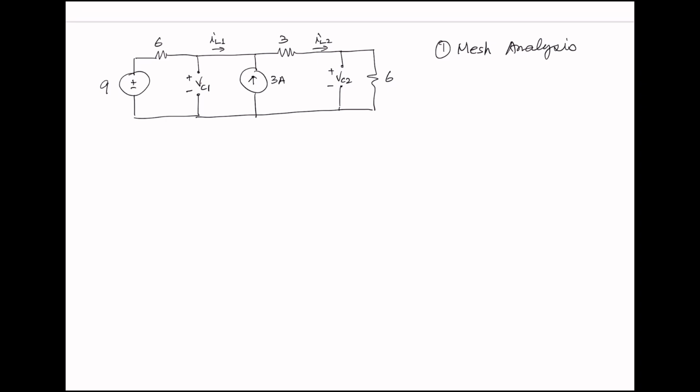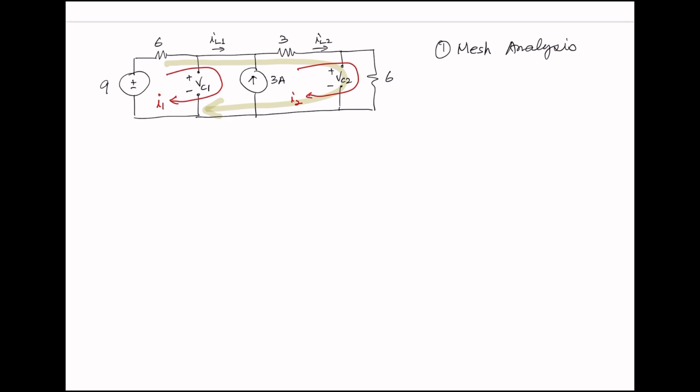We have a mesh current I sub 1 and mesh current I sub 2, and there is an independent current source between the two mesh currents. So this is the case where we need to use a supermesh. For the supermesh, we don't want to name it. It's there, but we don't see it. We just pretend to ignore the independent current source in the middle.